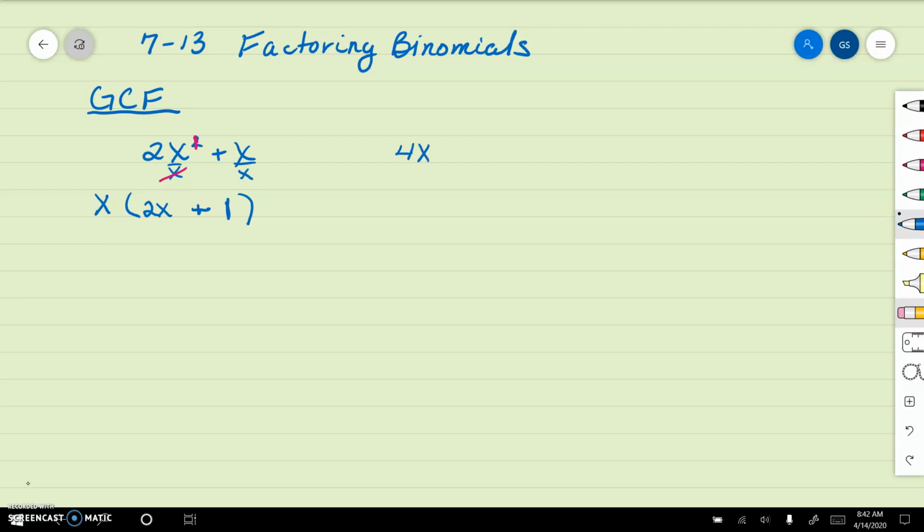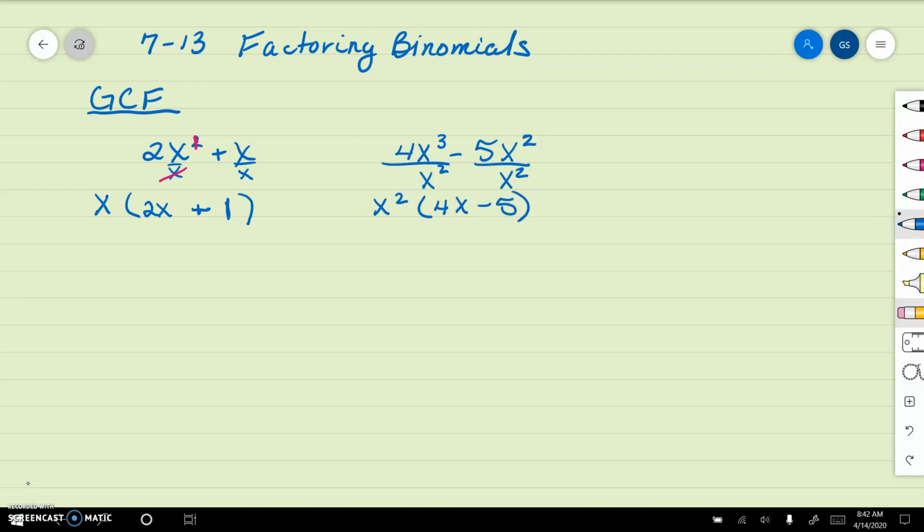We're going to do this one, 4x to the third minus 5x squared. Okay. All right, so look at the letters. We have x to the third and x squared. We can take x squared out of both of them. So we do that. Now we have to look at our numbers, 4 and 5. There's nothing we can do with those. Okay, so we are going to pull out the x squared. And what we have left over is 4x minus 5.